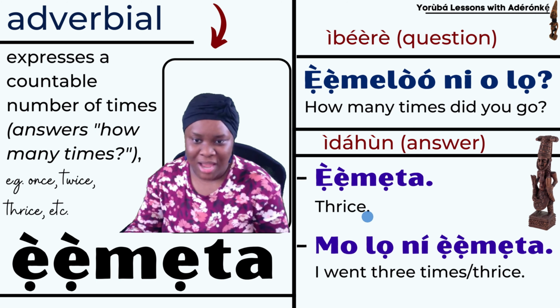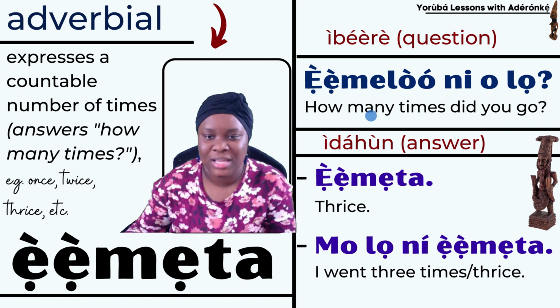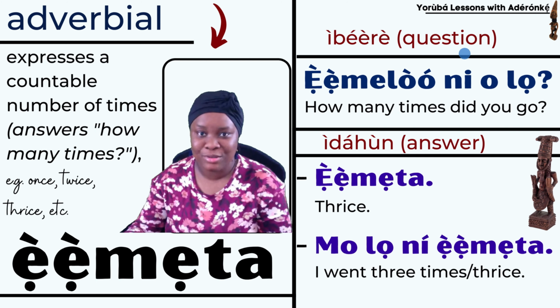If it was thrice, you can just answer by just saying, this is the ìbéèrè. Ìbéèrè is question. Ìdáhùn is answer. Mẹ́ta, thrice. That's sufficient. How many times did you go? Thrice. It's enough of a response.